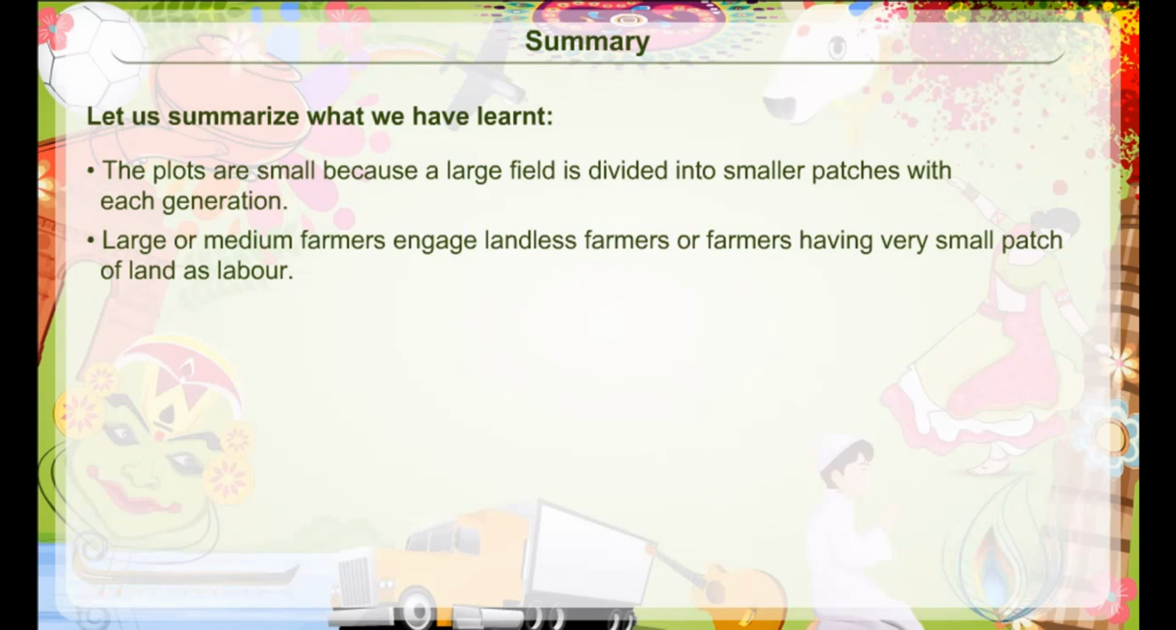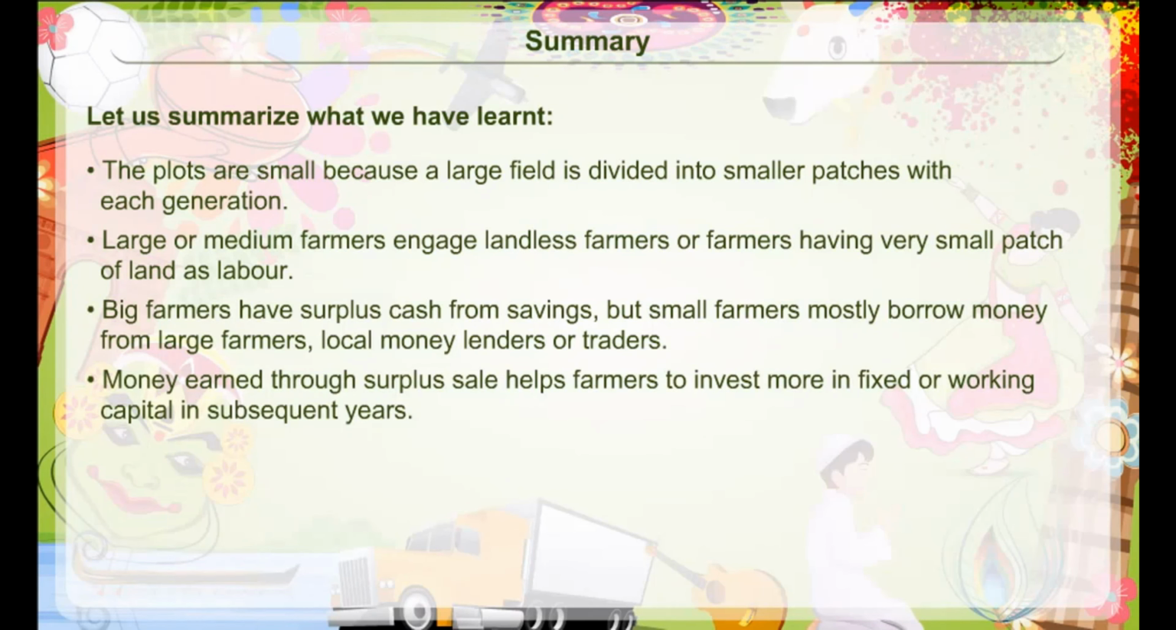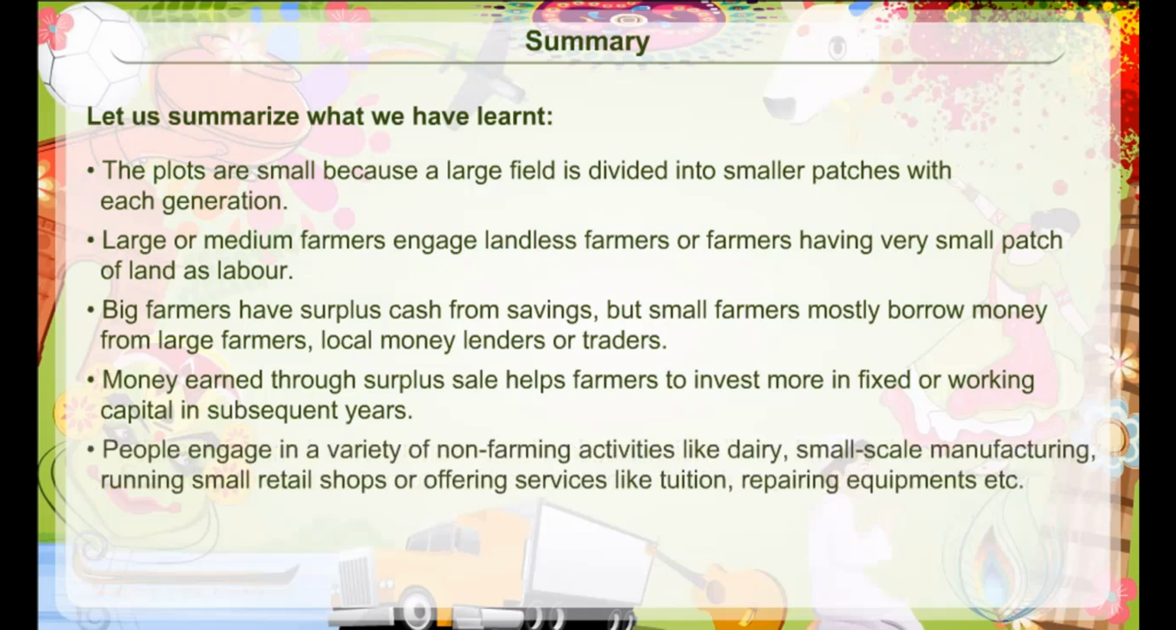Large or medium farmers engage landless farmers or farmers having a very small patch of land as labor. Big farmers have surplus cash from savings, but small farmers mostly borrow money from large farmers, local money lenders or traders. Money earned through surplus sale helps farmers to invest more in fixed or working capital in subsequent years. People engage in a variety of non-farming activities like dairy, small-scale manufacturing, running small retail shops, or offering services like tuition, repairing equipments, etc.